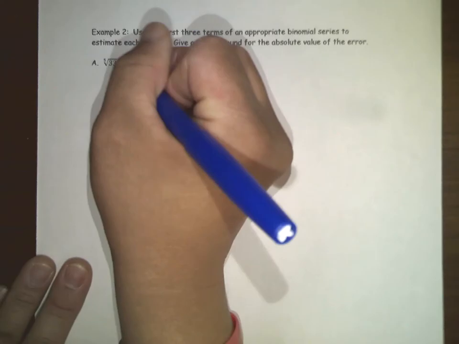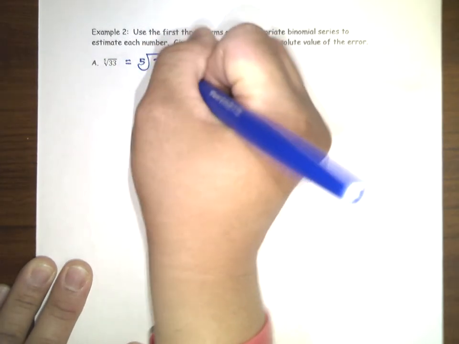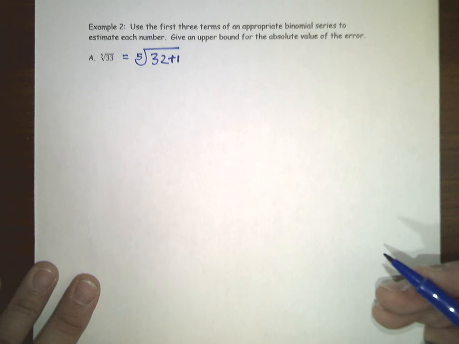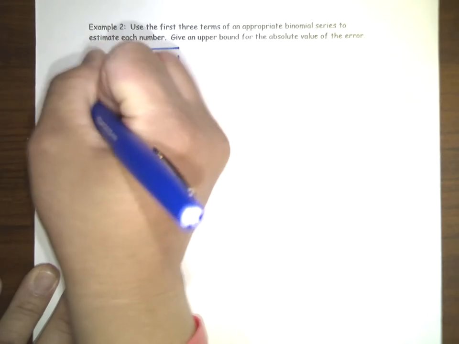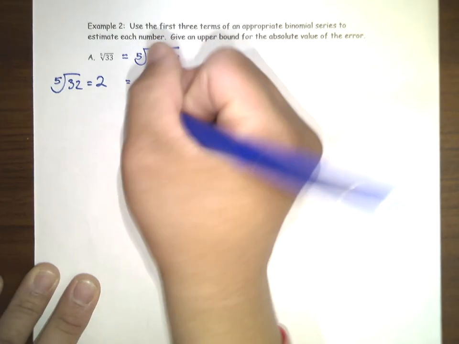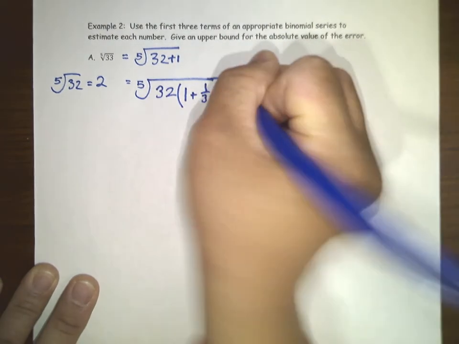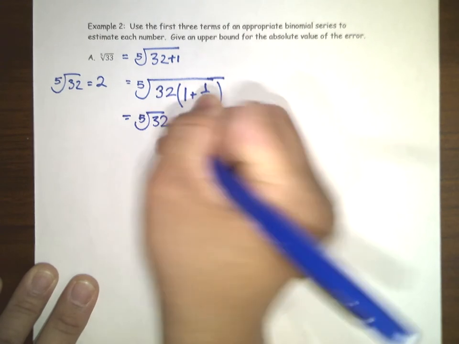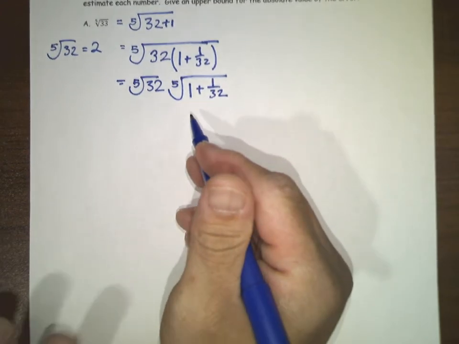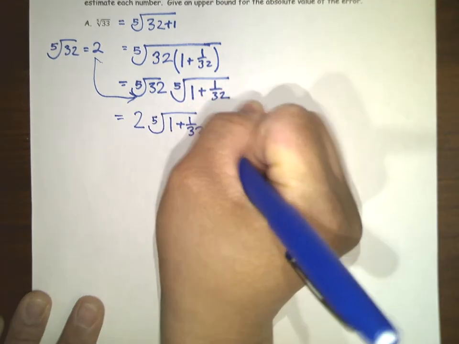All right, so I am going to start by rewriting this fifth root of 33 as the fifth root of 32 plus 1, and that's because I want to find the fifth root of a number that I already know how to find the fifth root of, and the fifth root of 32 is 2. Now I'll rewrite the fifth root of 32 plus 1 as the fifth root of 32 times (1 plus 1/32), which can be rewritten as the fifth root of 32 times the fifth root of (1 plus 1/32). And the fifth root of 32 is just 2, so we have 2 times the fifth root of (1 plus 1/32).